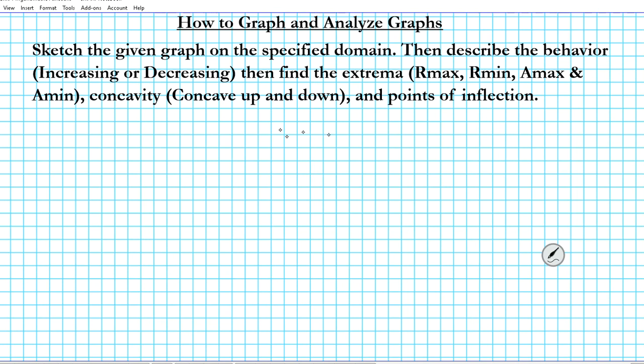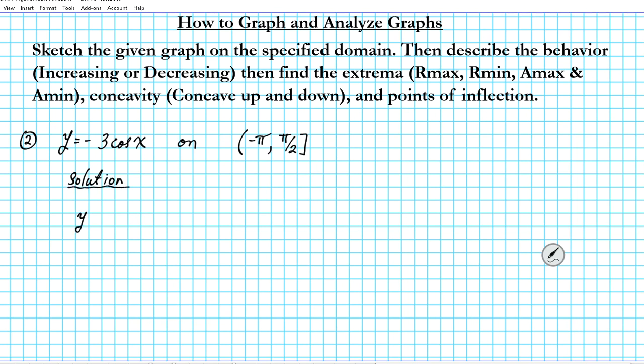Alright, so the function that we are going to be taking a look at for number 2 is y equals negative 3 cosine x on the interval negative pi and pi over 2. Alright, so let's go ahead and take a look at how to draw this graph.